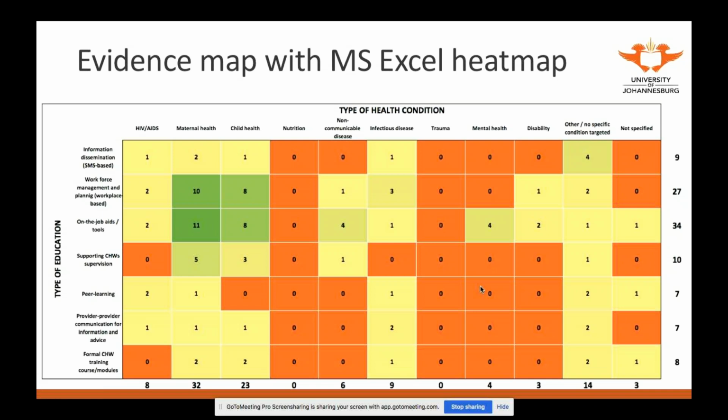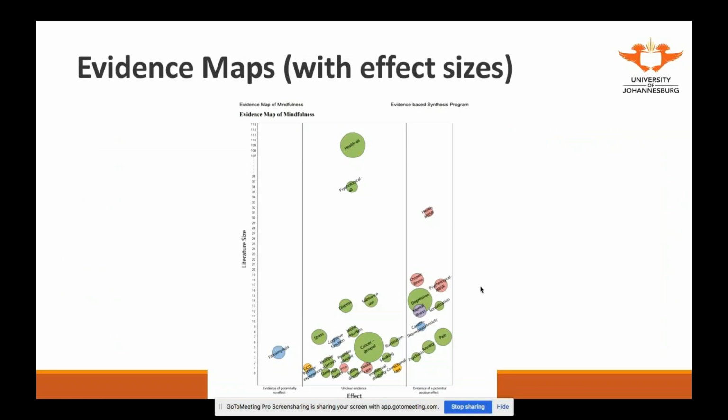A completely different approach is taken here by the evidence-based synthesis programs, the evidence map of mindfulness, in which you are mapping the size of the literature versus the actual reported effect. So the actual effect sizes contained within these systematic reviews, which shows you that you can play around quite a bit with a framework for evidence maps.